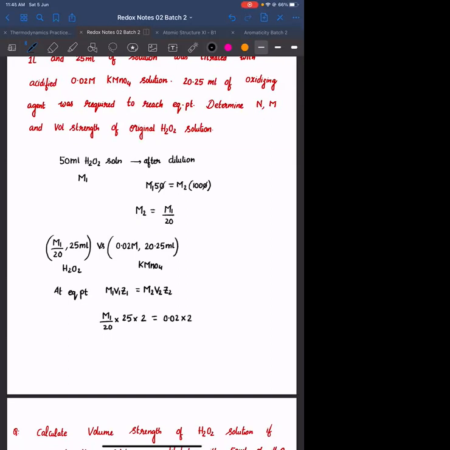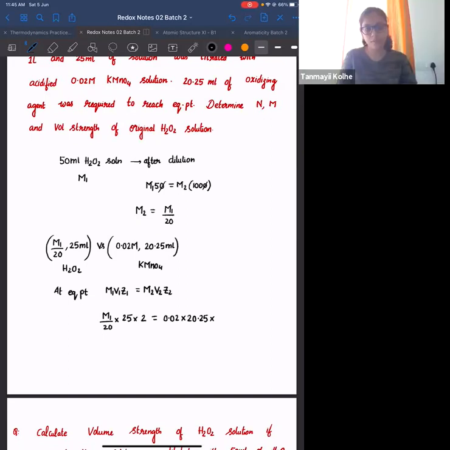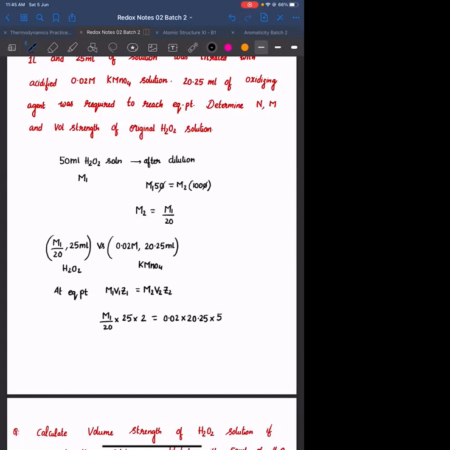M2 is 0.02. The volume is 20.25 into what is the Z factor? It is 5. They are saying it as acidified KMnO4, मतलब acidic solution है. Okay. So from this you can calculate the molarity M1 as, what is the answer you got? It is 0.81 molar.